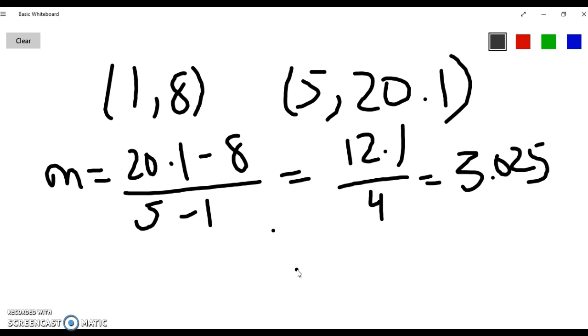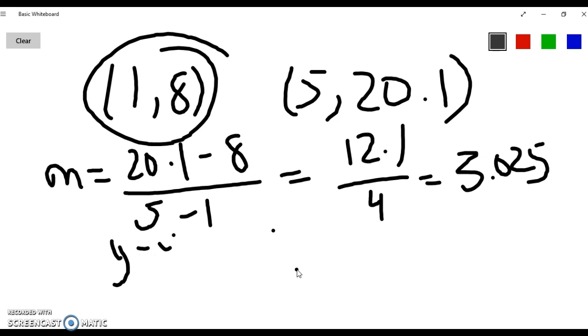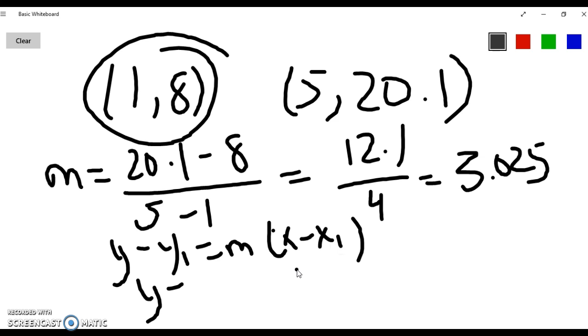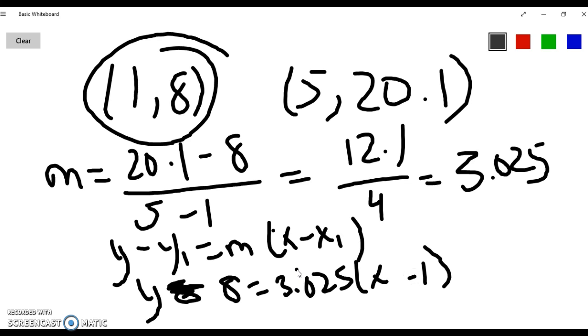Alright, now I'm going to use my point slope form. I'm going to choose this one. I like that one. So that's y minus y1 equals m times x minus x1. I'm just going to plug those points in. So my y, sorry, that's not supposed to be an equal sign. y minus 8 equals my slope, which is 3.025 times x minus 1. Okay, so I have run out of space. I'm going to pause the video to give myself my room.